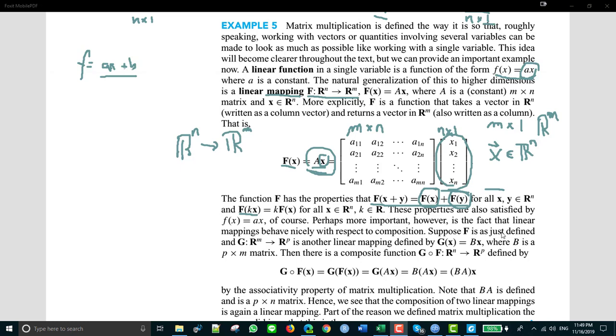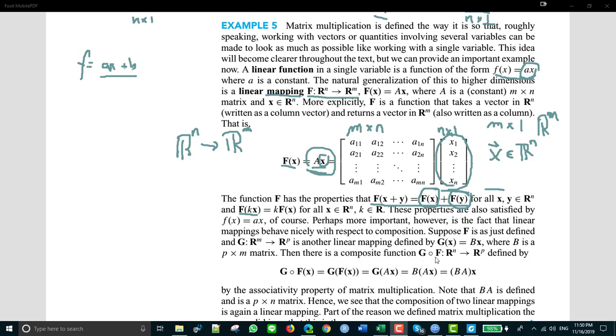But now they say, suppose F is as just defined, and G is another multivariate vector valued function because it goes from Rm to Rp. So the input is a vector and the output is a vector. Suppose that G is another linear mapping. Now, linear mapping doesn't mean that it's a matrix multiplication, but you can actually prove that any linear mapping is a matrix multiplication, but we'll ignore that now. Just saying it's a linear mapping means that G also has these two properties.